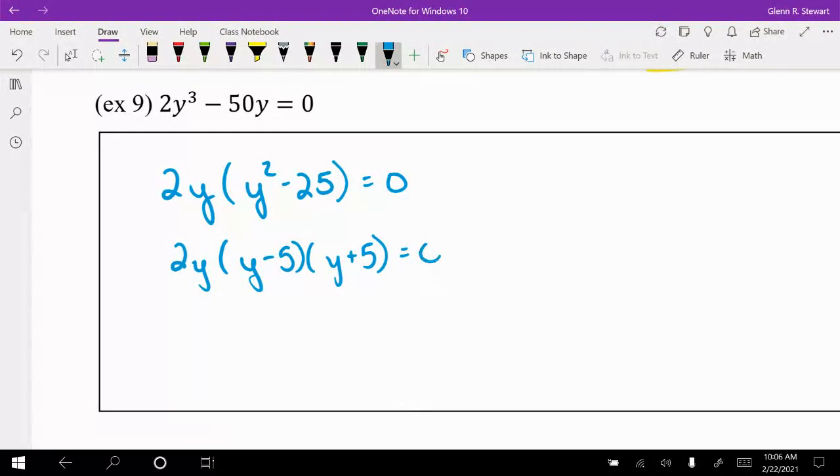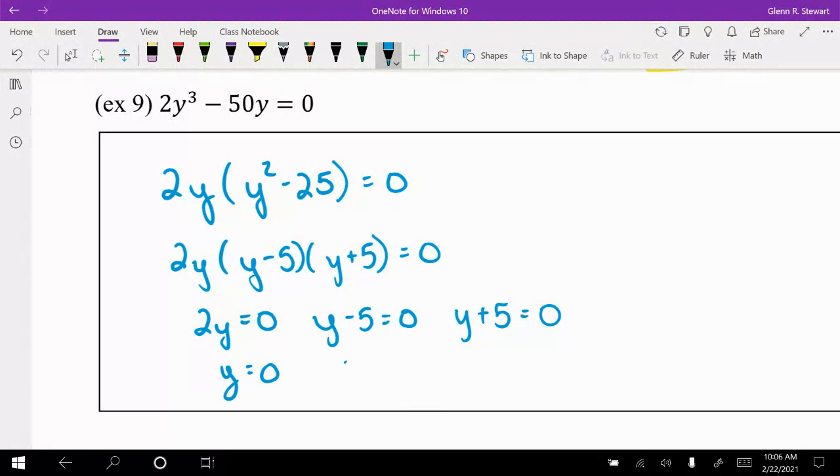The only thing that you'll probably note on these is that now the 2 actually has a variable with it. So we'll set that equal to 0 and get a third result. And then there are my 3 answers. y is equal to 0, y is equal to 5, and y is equal to negative 5.